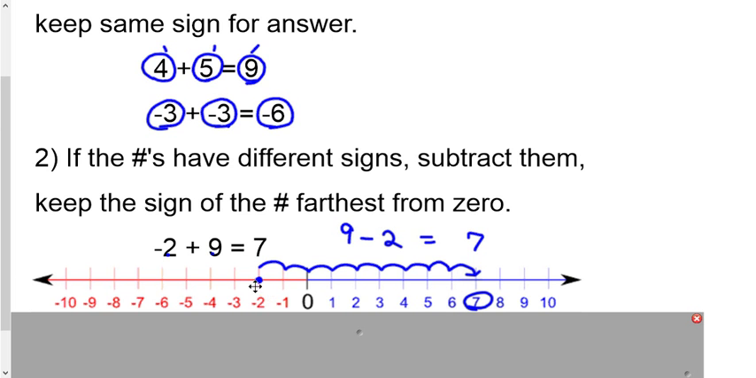Well, this negative 2 is only 2 spots from 0. The positive 9 is 9 spots from 0. Which one's furthest away? Definitely the positive 9. So we're going to say keep the sign of the number furthest from 0 and it's positive. So this would be 7.